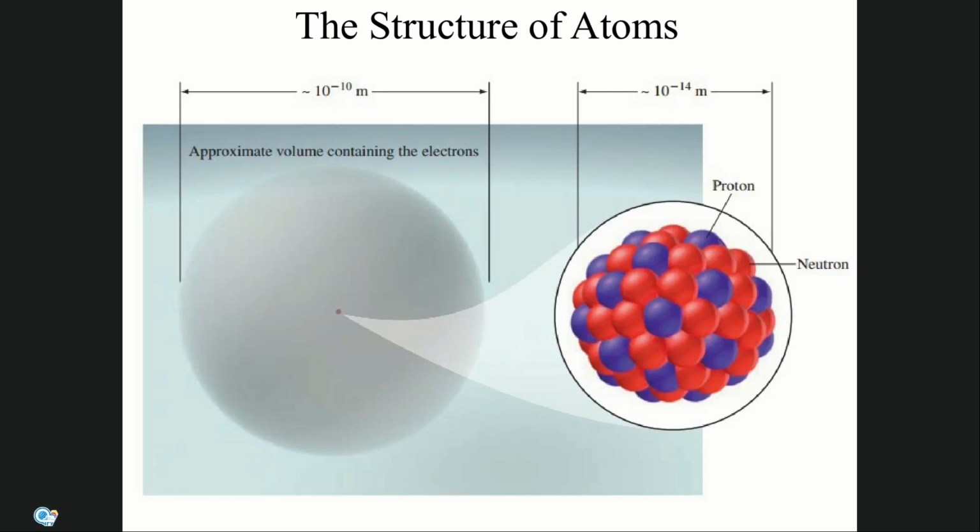Structure of atoms. Every atom is composed of a nucleus and one or more electrons that orbit the nucleus. The nucleus is a very dense region consisting of protons and neutrons at the center of an atom.